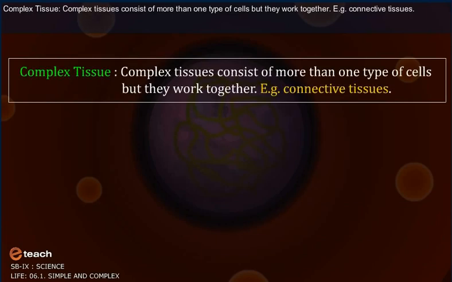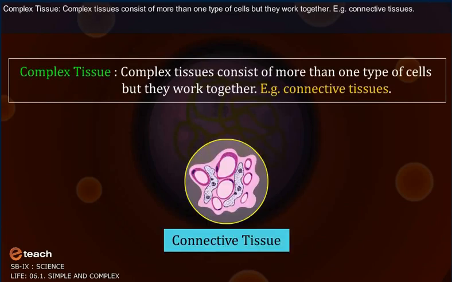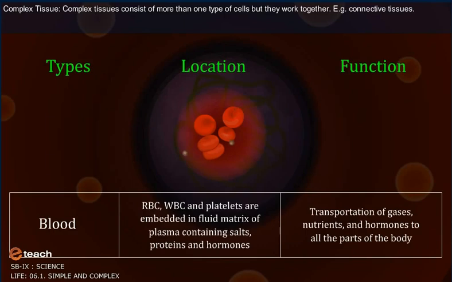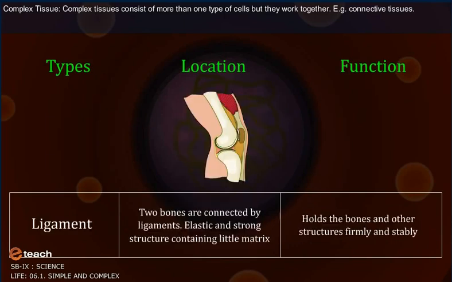Now, complex tissue. Complex tissues consist of more than one type of cells, but they work together. For example, connective tissues. Here is the table headed type, location, and function. For further information, please look at this table.